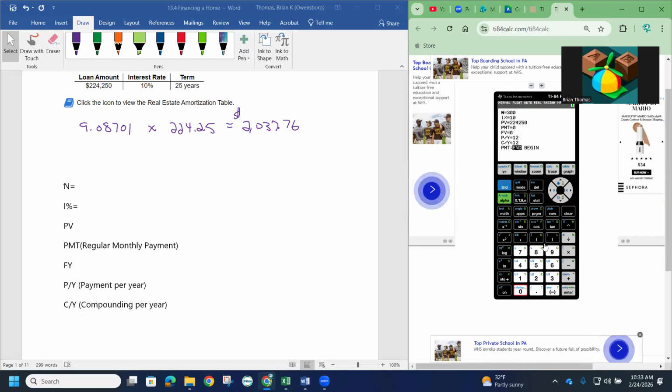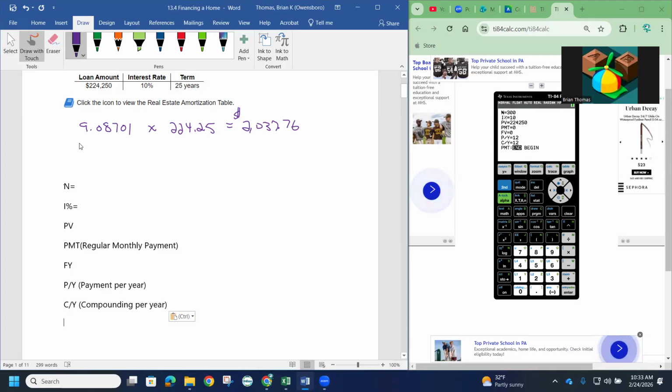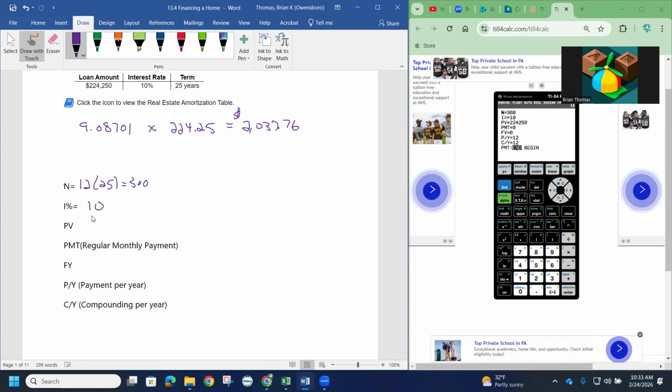This here we actually don't know at this point, so we'll clear that out. The future value, we want that to be down to zero. So when we make our last payment, we don't want to have any more payments left, so the value should be zero. The payments per year, we're making 12 payments per year, and the compounding per year is 12 times a year. So as we were saying, N is the number of times we make payments. So this is going to be 12 times 25, which gives us 300 payments at a rate of interest of 10%.